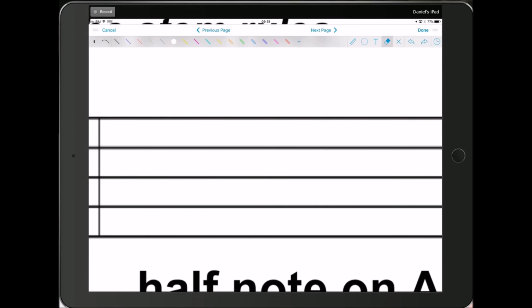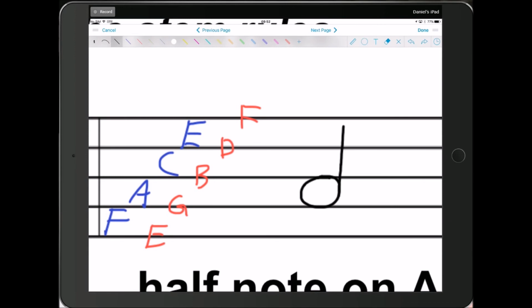Remember, in the treble clef, we say F, A, C, E. We spell FACE for the spaces. The lines are every good boy does fine. So I need a half note on A. So, second space, draw the circle first always, and then notice that the circle, the note head, is below the third line. So the stem has to go up. Since it's a half note, I don't need to add a flag, and I don't need to fill it in. So that's the answer.